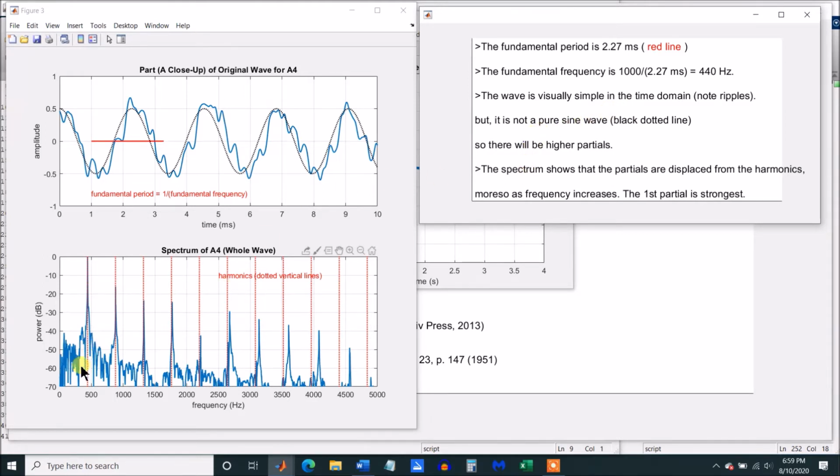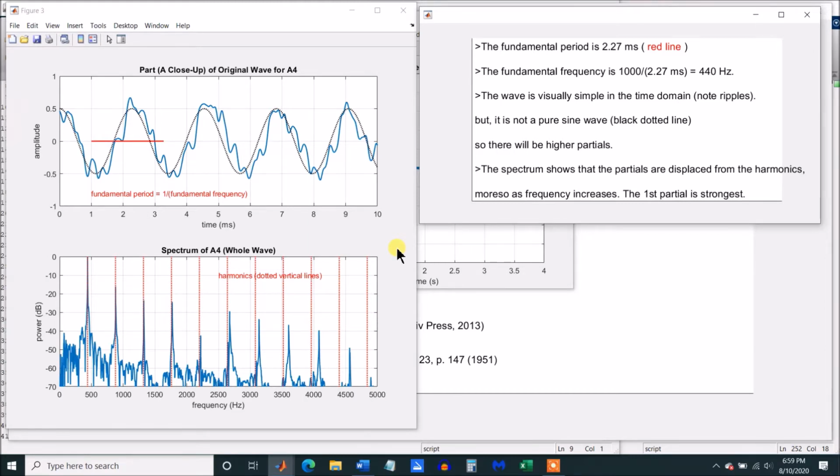Okay, now the spectrum down here for this particular wave, well actually the 4 seconds of the wave, shows a strong first partial at 440 hertz. I'm plotting power versus frequency, and the power is plotted in decibels. The second partial at 880 is about 17 dB down from the strongest partial, which is the first one. And then they drop off from there. You can also see that the partials are sharp relative to the harmonics, as I've drawn here as vertical dotted lines. And the sharpness gets stronger as the frequency increases, and that's a consequence of dispersion, which we aren't going to deal with in this presentation.